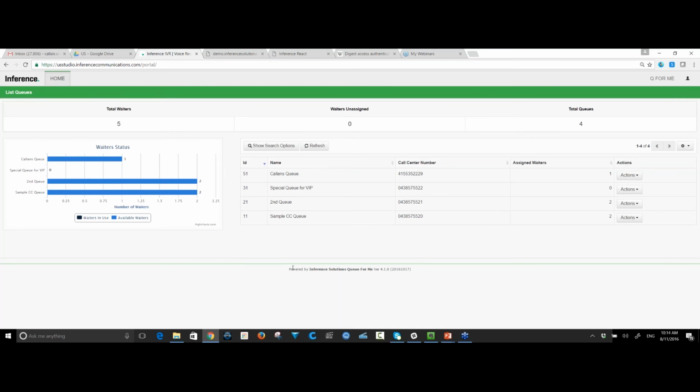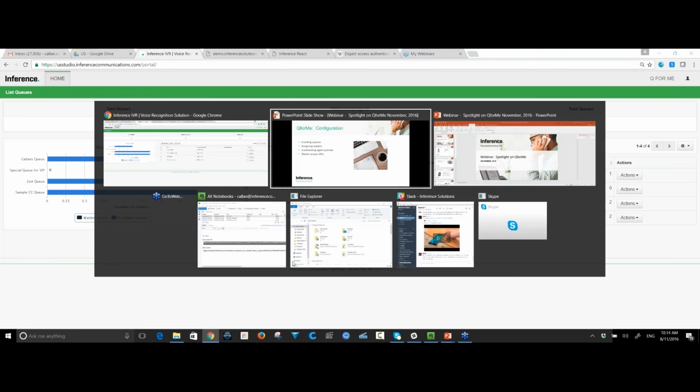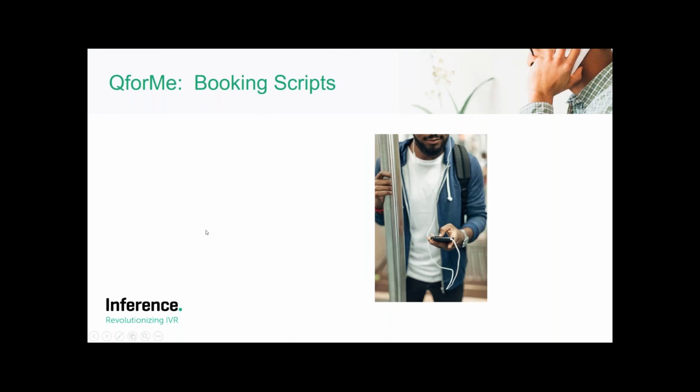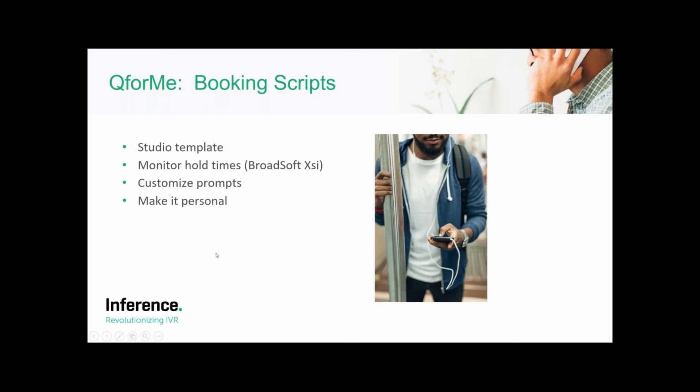Now I'll show some of these other menus later on when we actually design our booking script and book a waiter. For now, I'll return back to the PowerPoint pack. All right. So the booking script is really where I guess the complexity comes into QforMe, because it is done in Studio, you can actually design any type of booking script that you like.